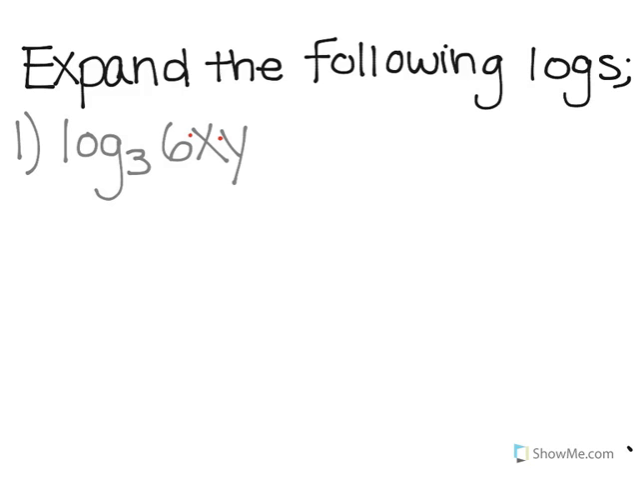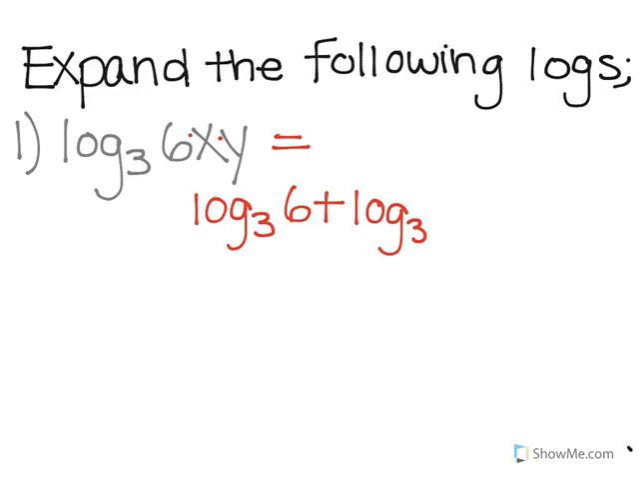This is going to be the product property. The product property states I'm going to take all the parts, the 6, the x, and y that are being multiplied, and I'm going to write them as 3 logs, since there's 3 parts, being added to one another. And this is going to be your answer. I'm going to say log base 3 of 6 plus log base 3 of x plus log base 3 of y. And that's going to be your final answer.